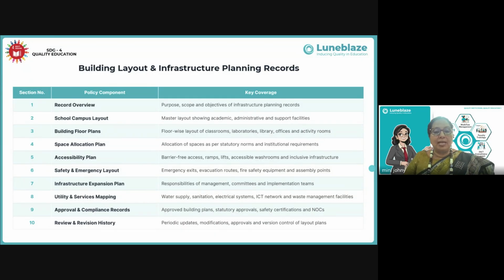Safety and emergency layout, we have discussed. That is emergency exit. Okay, next, infrastructure expansion plan. Responsibility of the management, committees and implementation teams. Utility services mapping. What are the utility services?